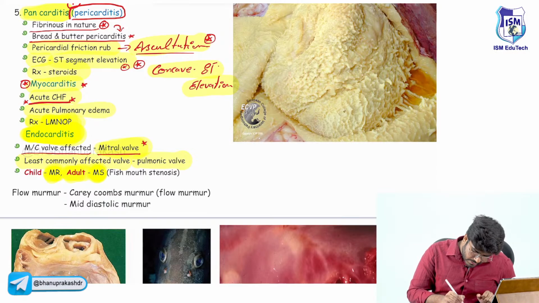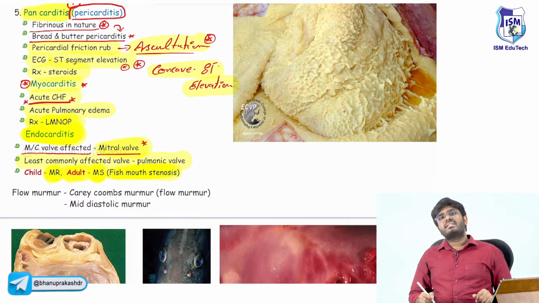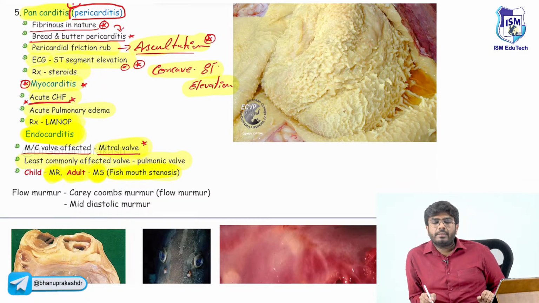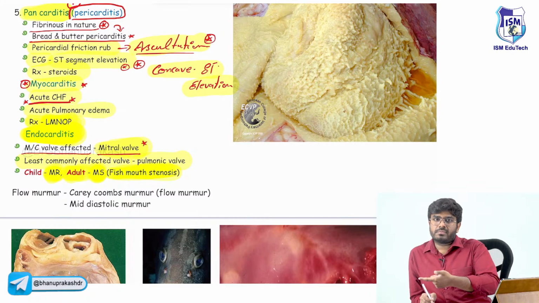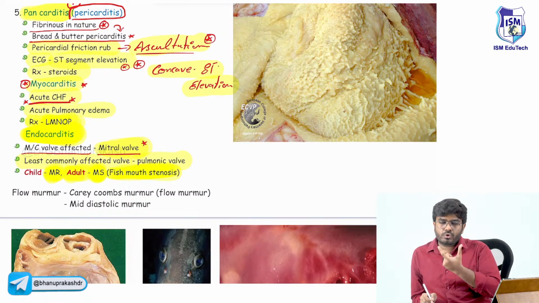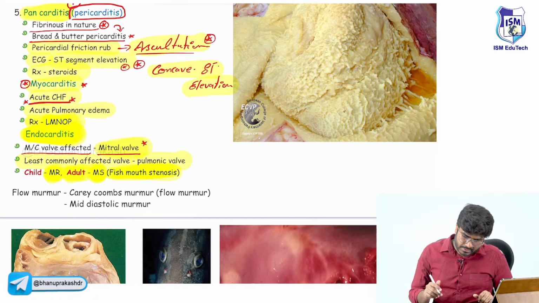Fish mouth stenosis completed. MacCallum's plaque is also completed. The question that was asked in one of the FMG exams and NEET PG exams is: MacCallum's plaque is seen in which chamber? It is seen in the left atria, as a complication of mitral regurgitation. In acute rheumatic heart disease, you will see mitral regurgitation. In chronic rheumatic heart disease, many times there will be mitral stenosis. How is the stenosis going to look? Fish mouth stenosis.